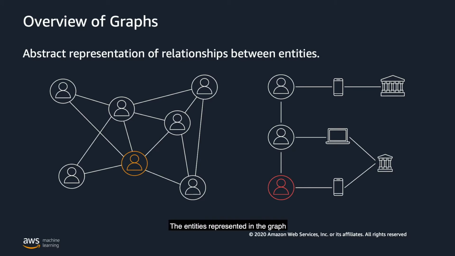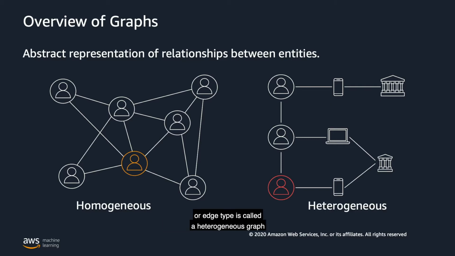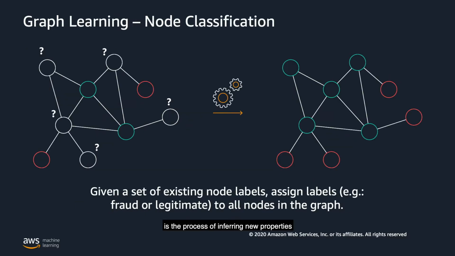The entities represented in the graph are referred to as the nodes of the graph, while the links between the nodes are referred to as the edges. A graph that has a single type of node or edge is called a homogeneous graph, while one with more than one node type or edge type is called a heterogeneous graph, like the one on the right. With heterogeneous graphs, we can easily model real-world processes or interactions. In fact, lots of data already exist as graphs or networks, and this can be harnessed to uncover new information and solve problems. Graph learning, or learning on graphs, is the process of inferring new properties of graph components using the information that's contained in the graph itself.